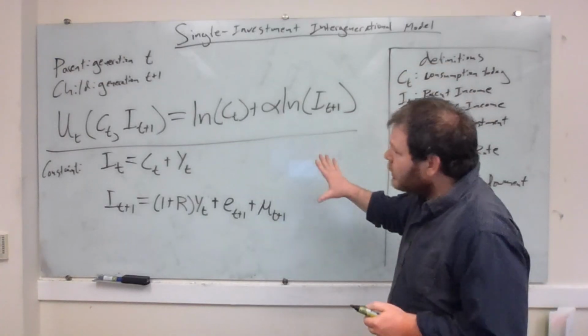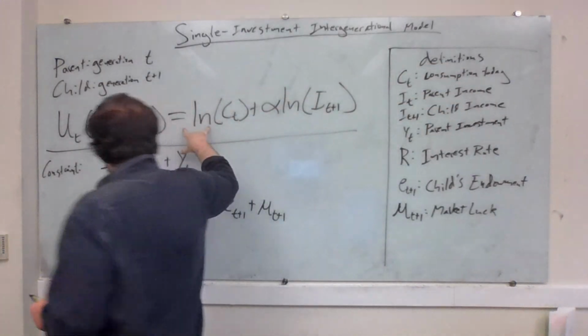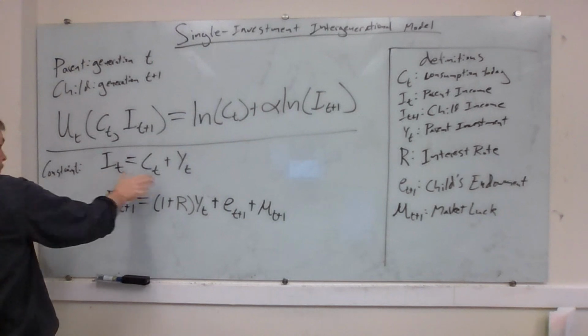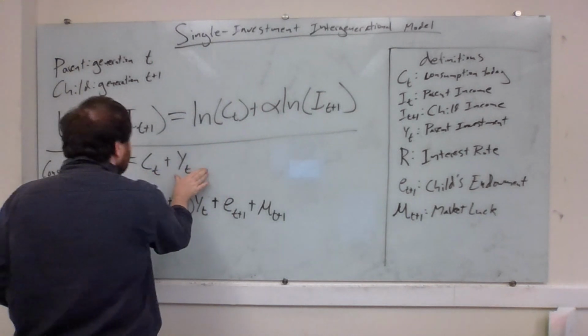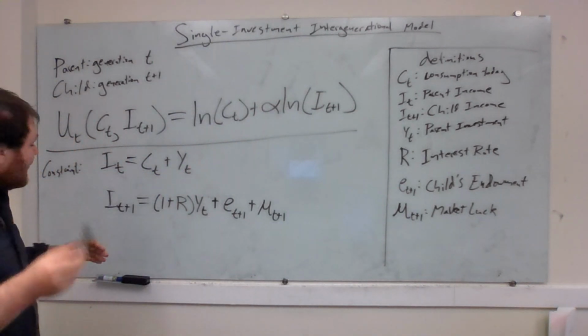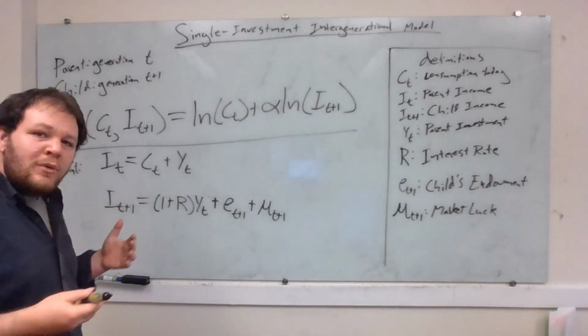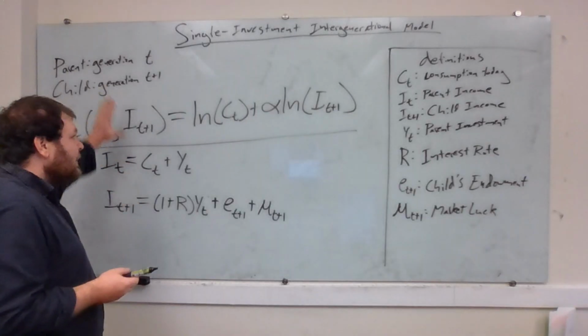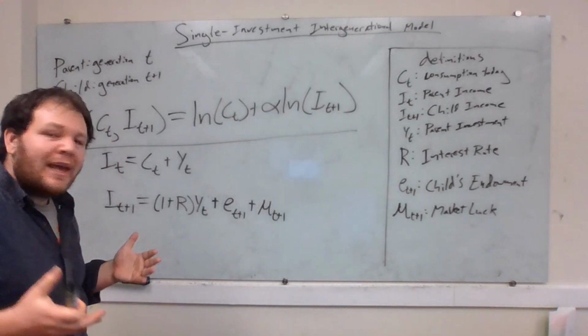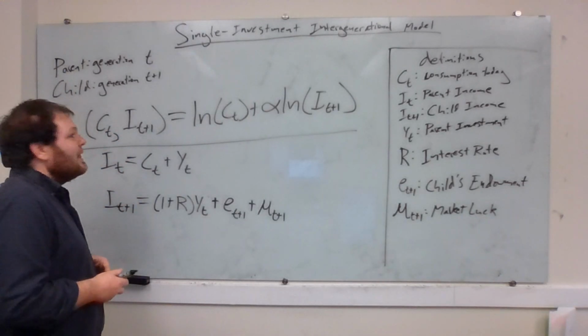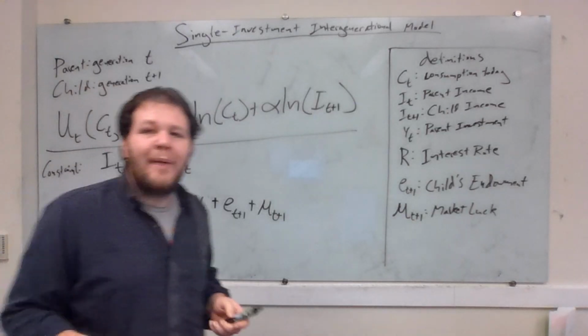And collectively, this is the whole model. We know what the parent wants. We know what the parent can do: they can choose to consume or to invest in their child. We know how that investment is going to affect their child's future income. So all we have to do now is turn this problem into a problem with a conventional looking budget constraint and then solve it like any other consumer optimization problem.